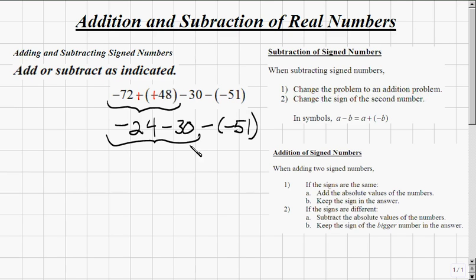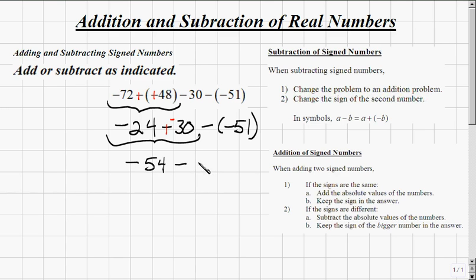Looking at negative 24 minus 30 now, let's change this into an addition problem, so this will become adding a negative 30. Since we have two signed numbers that are the same sign, we'll add their absolute values and keep the sign. So 24 plus 30 will become 54. And since these were negative, our result will be negative, negative 54.